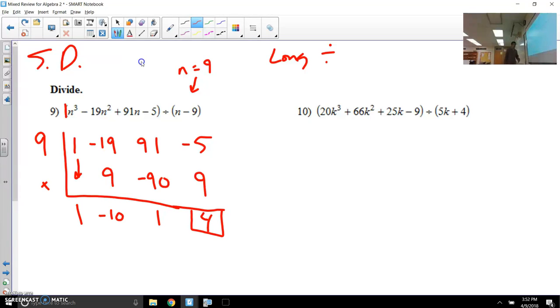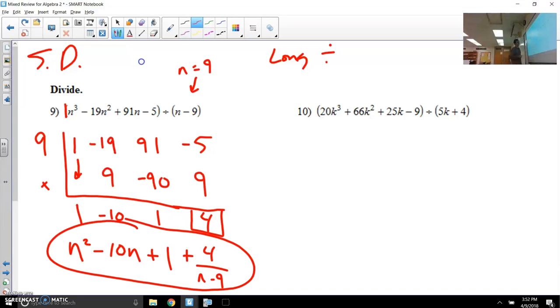So the answer to this, if it was n to the third, and you divide it by n, just like power rules, if you're dividing n to the third by n, they subtract to give you n squared. So that is why you're going to change all of your coefficients down here to be like 1n squared minus 10n plus 1, and then because I have a remainder, I'm going to say it's plus 4 back over what I'm dividing, which is n minus 1. And this is the final answer.